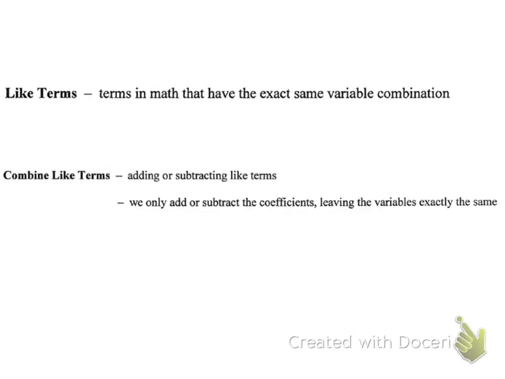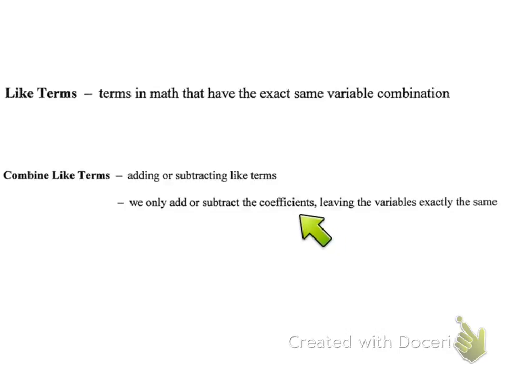So like terms are terms in math that have the same variable and the same exponent, and we combine those like terms. All right, so to combine like terms is your next definition. It's when you're adding or subtracting terms that are alike. To be like terms, they have to have the same variable combination, which means same variable, same exponent. When they have the same variable and same exponent, we can add or subtract them. And we add or subtract them by adding or subtracting the coefficient.